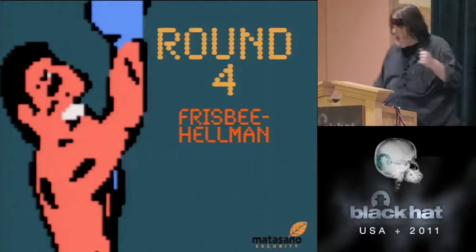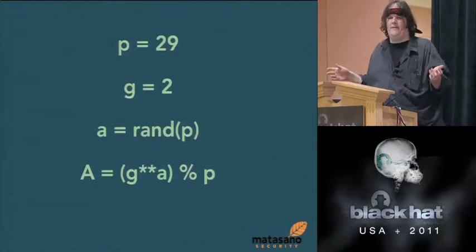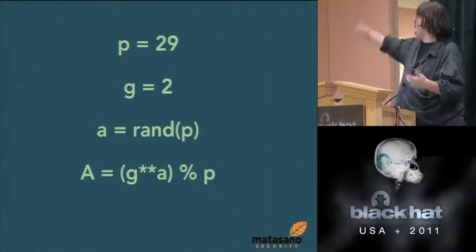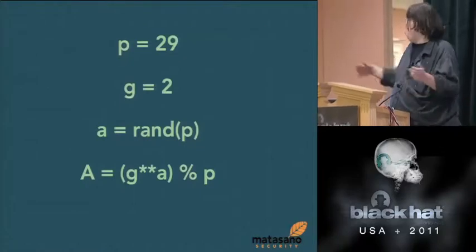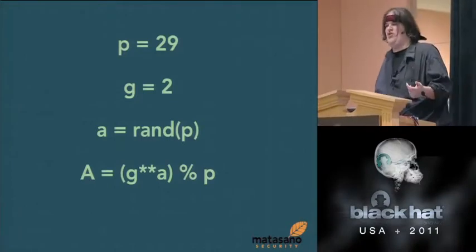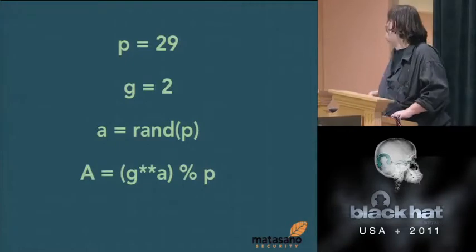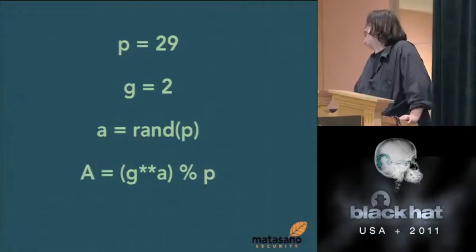So here you go. Imagine, if you will, I had asked you to open up a Ruby IRB window and punch these things in. P is 29, which is a small prime number. G is 2, a number we're going to use to generate numbers within the ring of all those numbers from 0 to 29. And then a is a small random number, rand P, a number between 0 and 29.